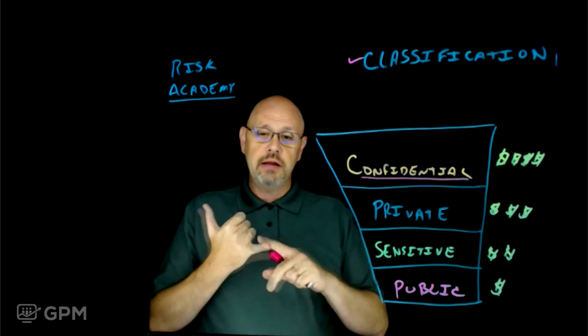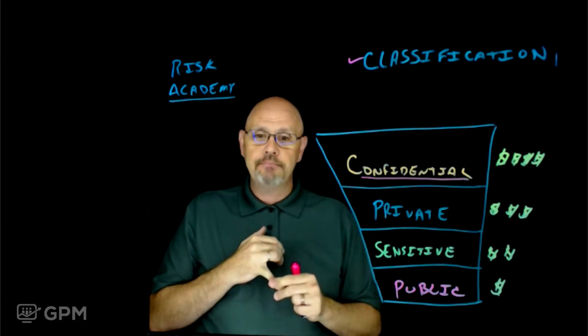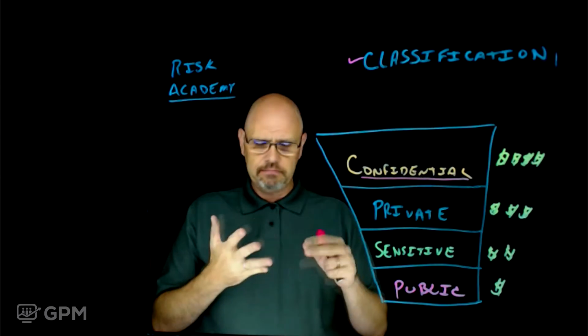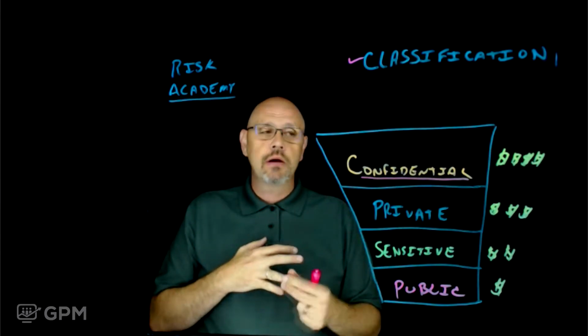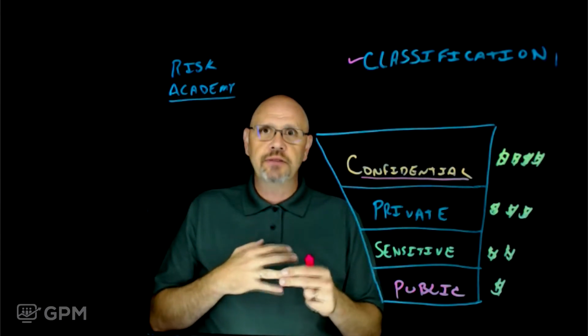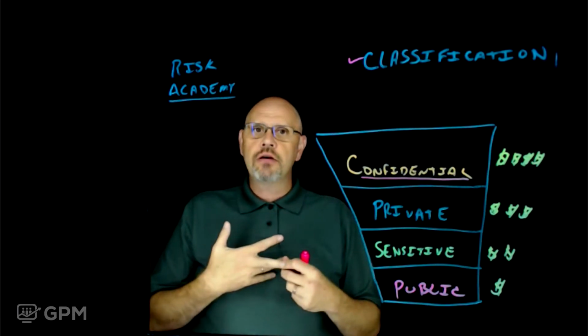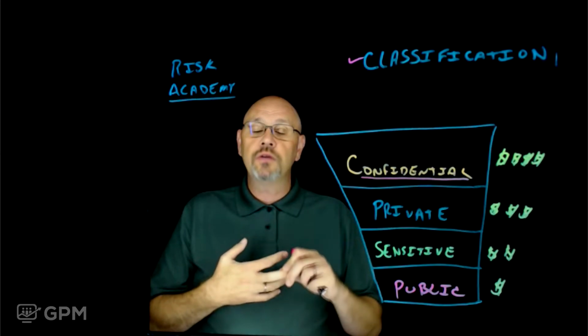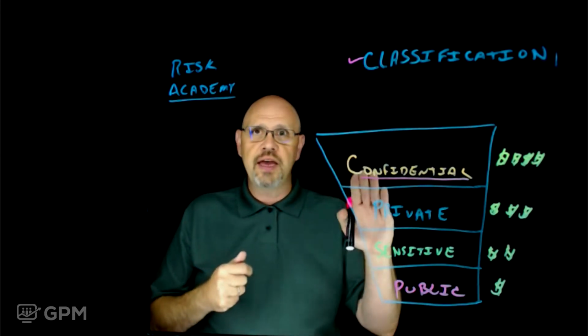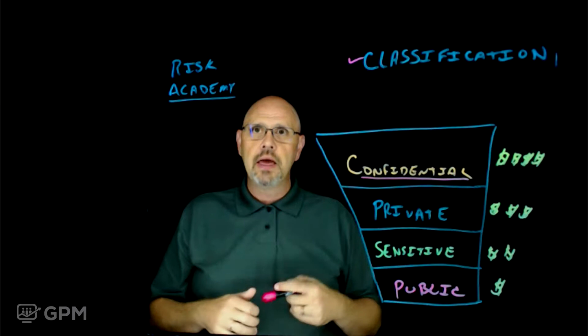Confidential information is a special category. This is where your intellectual property is, the things that you do differently. This is where anything that's privileged communication between you and legal counsel needs to go. These are things that are extremely critical to the business. The most important things go in the confidential realm.